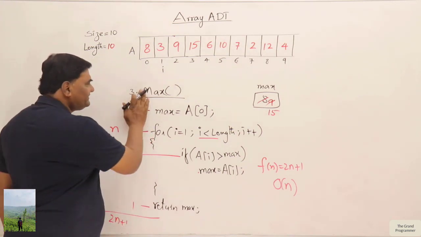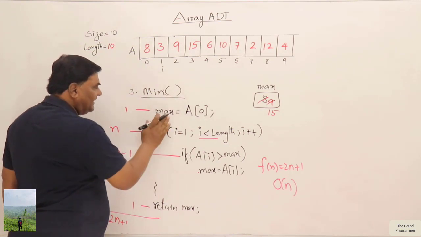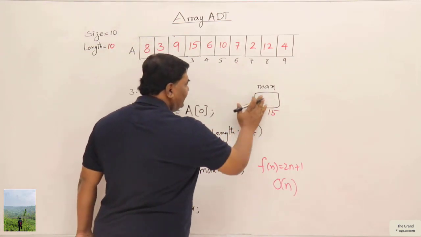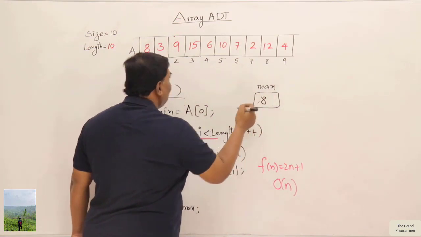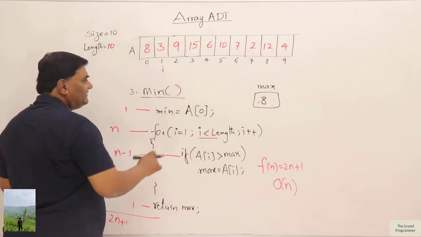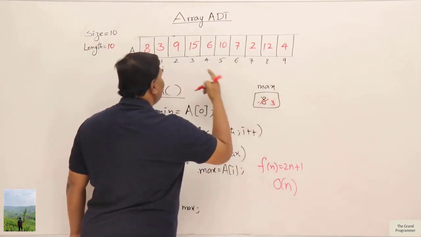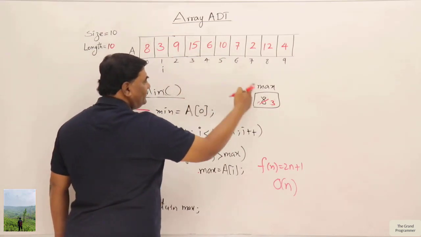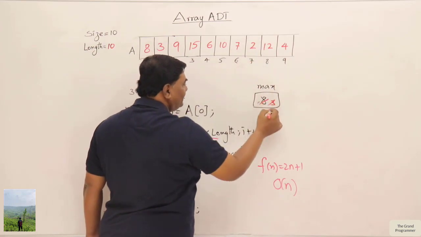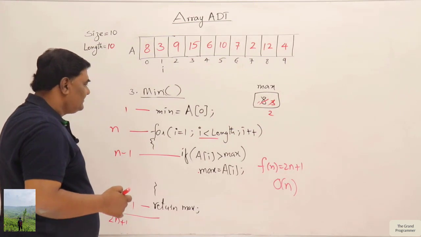So what I have to do is, this method is minimum, and first element I should call it as minimum. So this 8 should be as minimum, and I should go on checking if any number that is smaller than that is found, then replace it. 3 is smaller, replace it. 9 is not smaller than 3, 15 not smaller, 6 not smaller, 10 not smaller, 7 not smaller, 2 is smaller, 12 is not smaller, 4 is not smaller. So finally you got the answer.